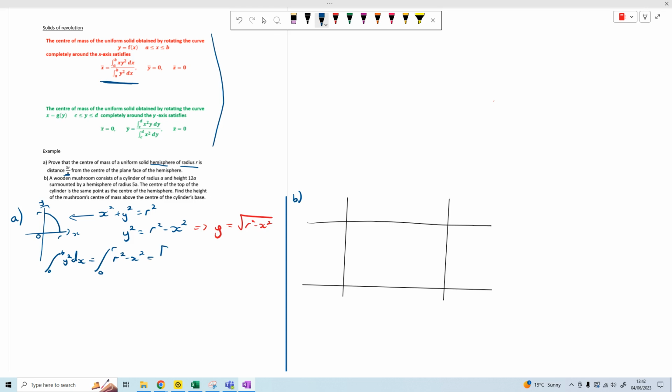So we're going to integrate it first. So it goes to r squared x and then minus x cubed all over 3, and that's going to be between 0 and r. And I plug in r, and I'm going to get 2/3 r cubed overall. Okay, so that's my first part.